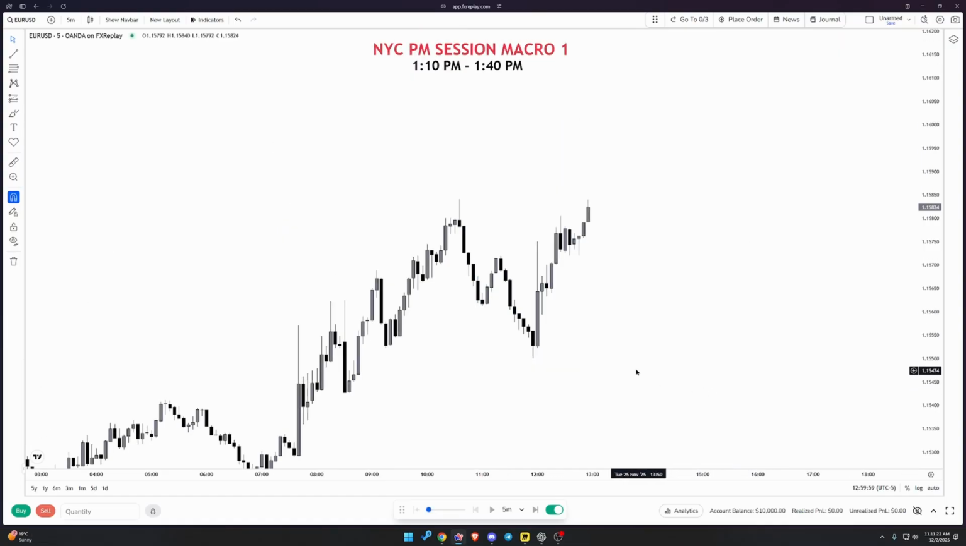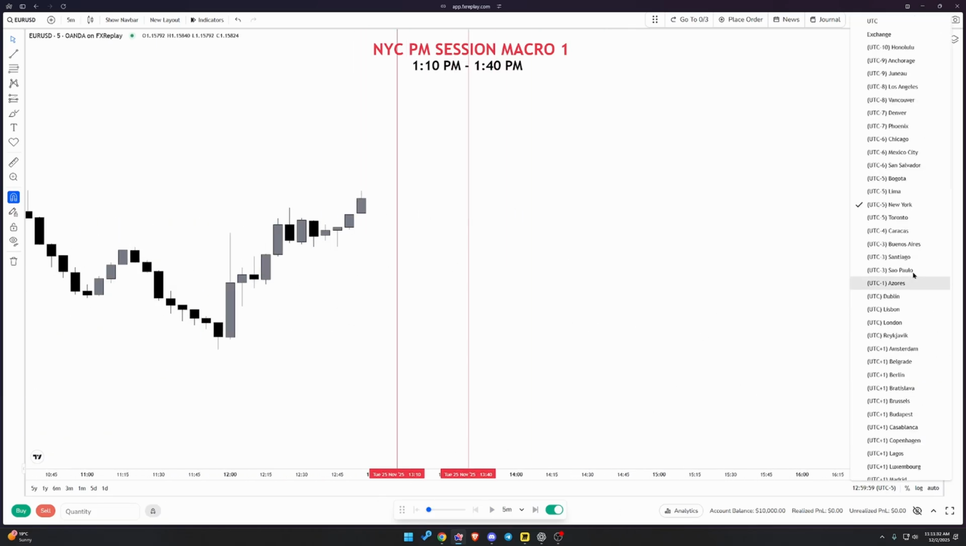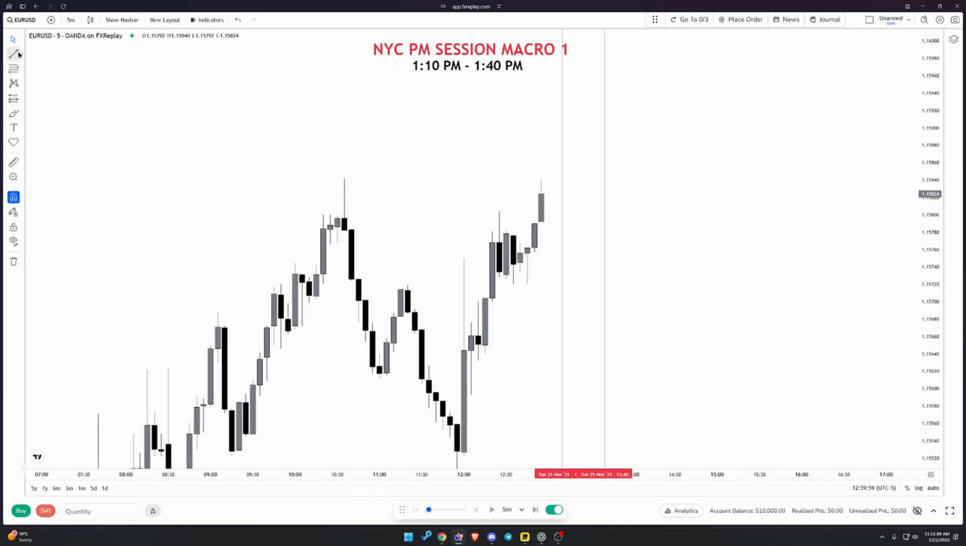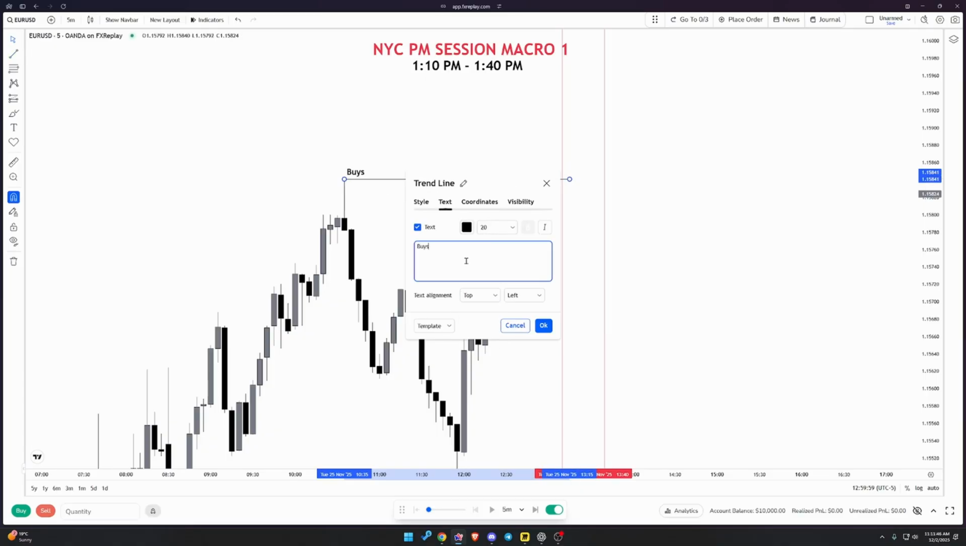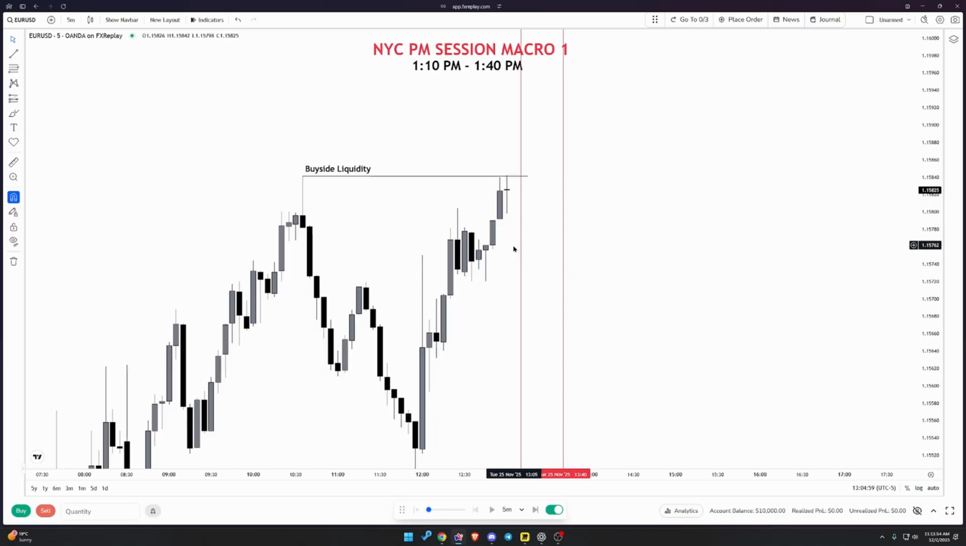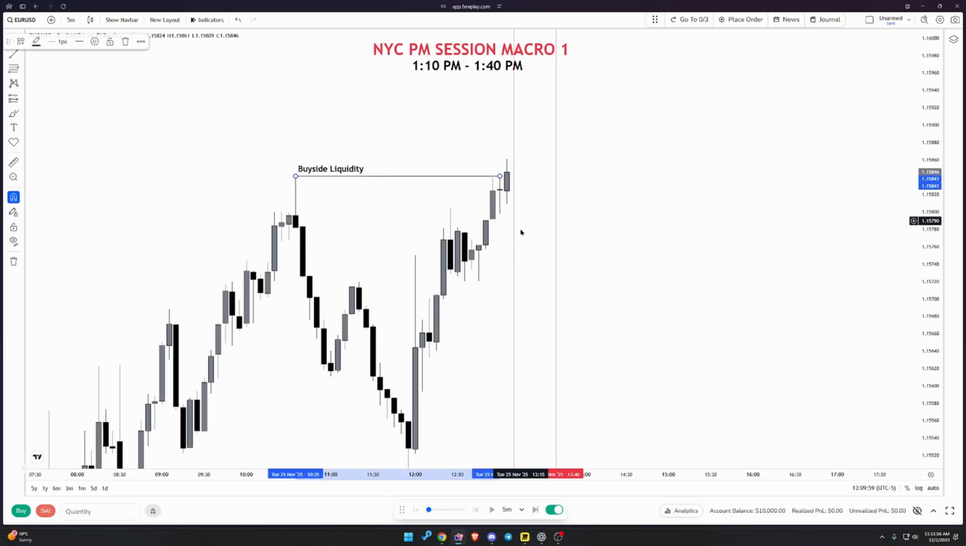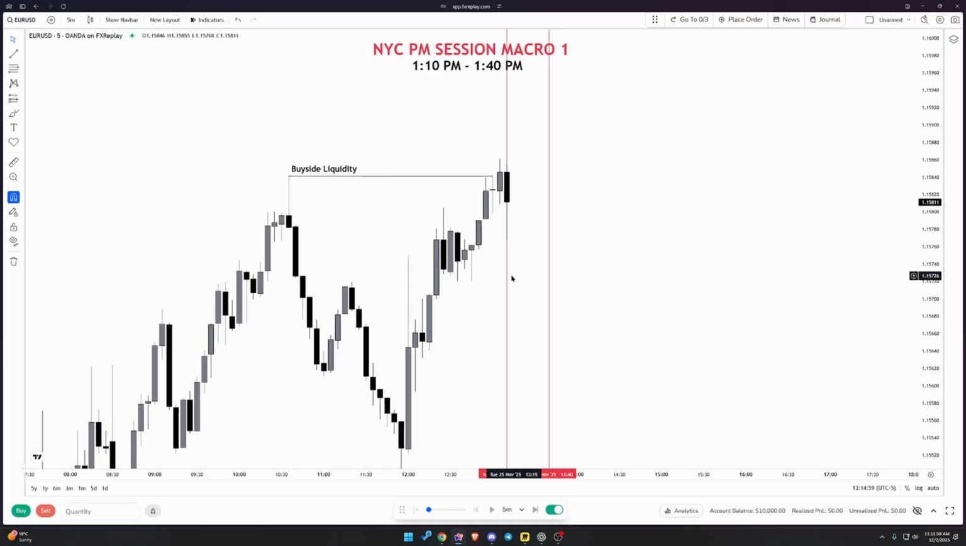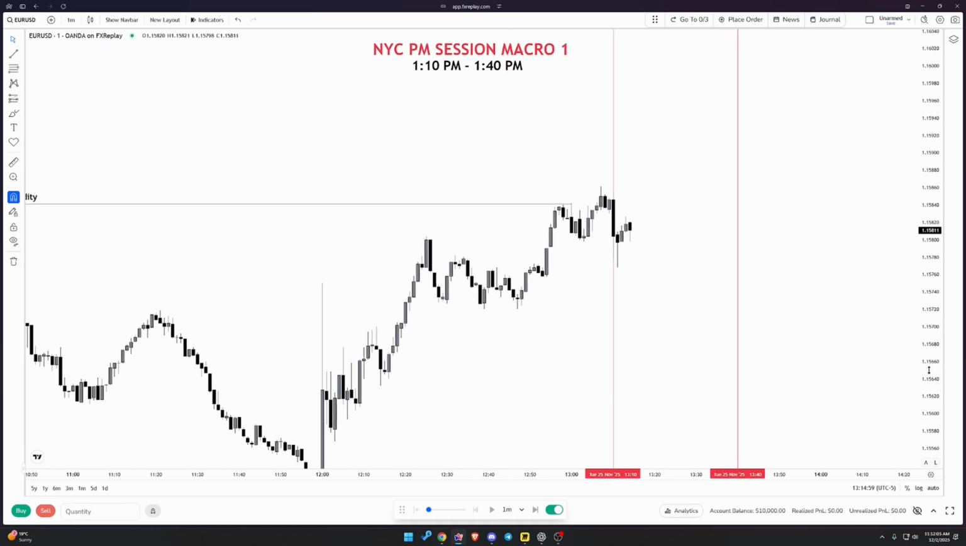First, we will mark out our New York PM macro 1 time. You can check the time at the bottom of the charts. So we have a high here, which we will mark as our buy-side liquidity and wait until the macro opens. You can see that the price has swept our buy-side liquidity at the macro open, so we will drop down to the 1 minute time frame and look for confirmations.